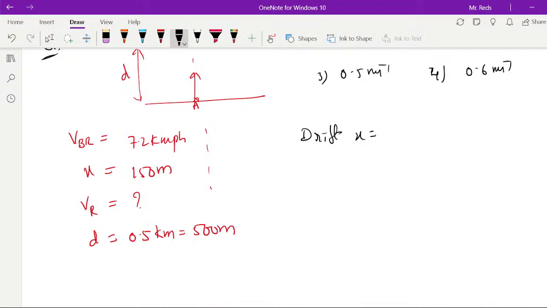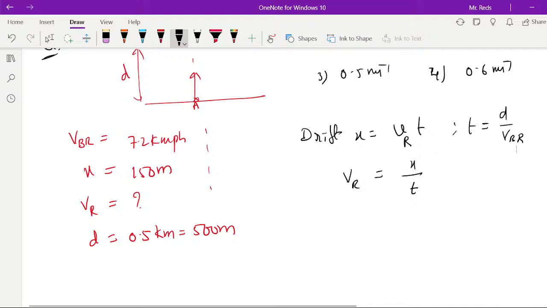The drift x, the distance, is equal to velocity into time. Here this velocity is nothing but, the drift is taken by velocity of river, or velocity of water, into t. So you're asked to find vr. So vr is equal to x by t. Here the drift x is given, the time taken is not given, but the width and this vbr are given. Where t is equal to time taken to cross in the shortest time path, it is nothing but time is distance by velocity. What is this distance here? D by velocity of boat with respect to river.